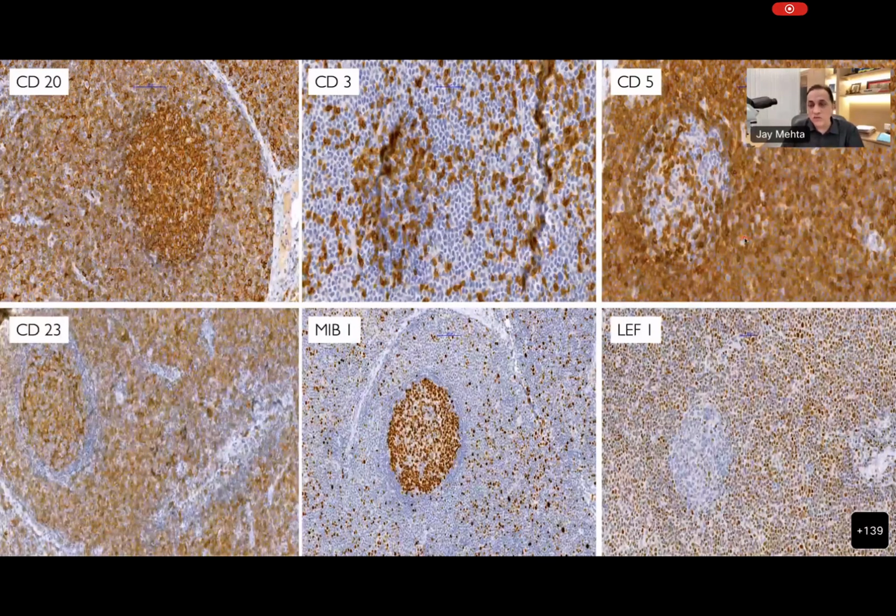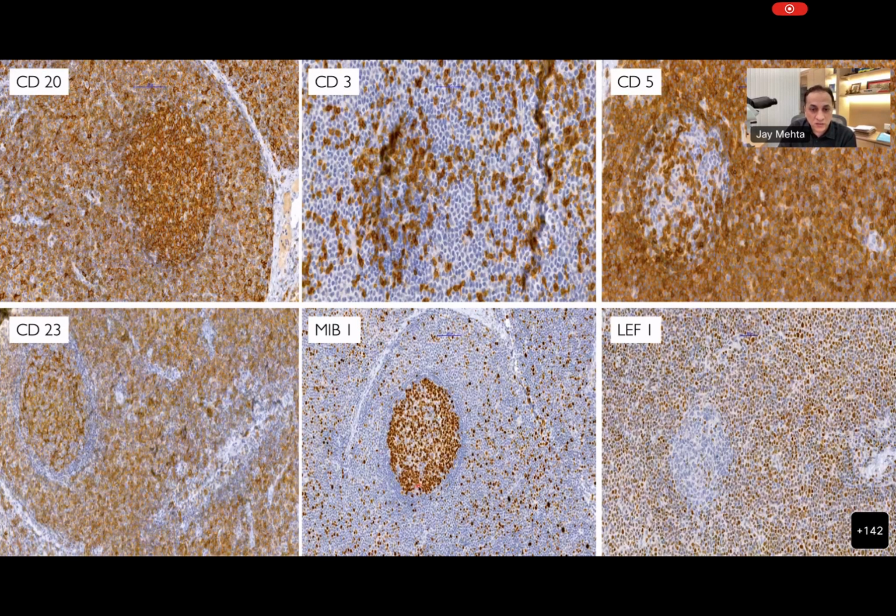CD5 is positive. If you look very closely, there are these very dark appearing small cells. These are the normal T cells, and you can still see some normal T cells out in this infiltrate. It's the lesional cells which show dim expression of CD5. This sputtering of small T cells corresponds to the T cells also seen in CD3. CD23 by definition is positive. These are the FDC meshworks in the follicle germinal centers. MIB1 staining is fairly low.